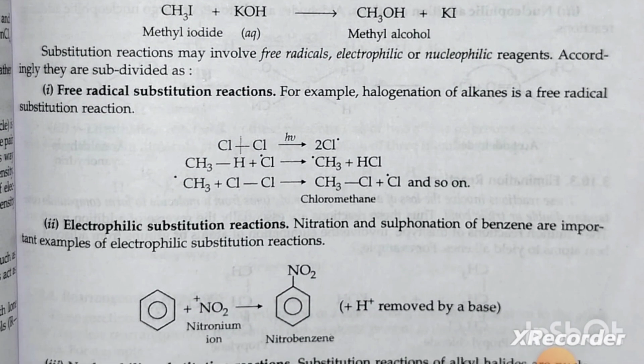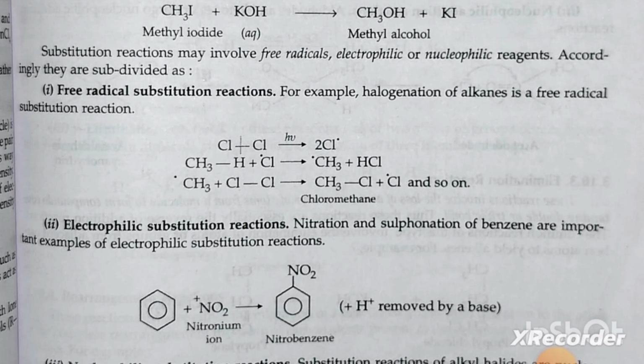For example, halogenation of alkane is a free radical substitution reaction. Cl–Cl gives rise to 2 Cl radical. CH3–H plus Cl radical gives rise to CH3 radical plus HCl. CH3 radical plus Cl–Cl gives rise to chloromethane plus Cl radical, and so on.